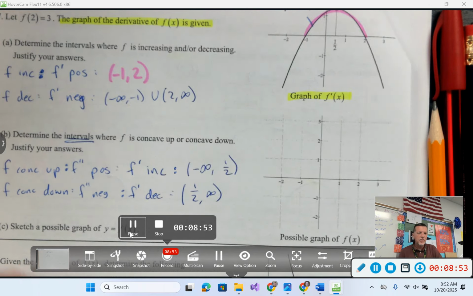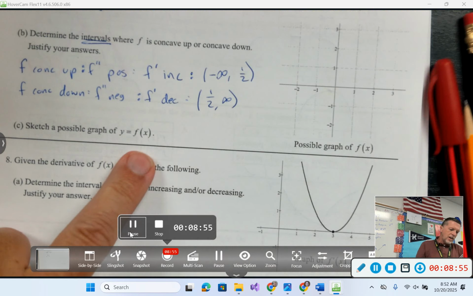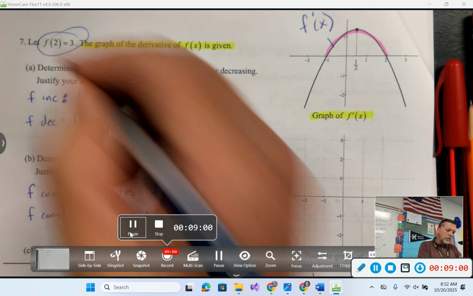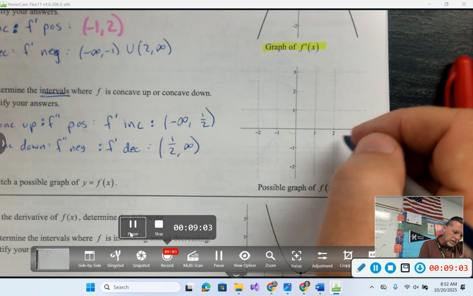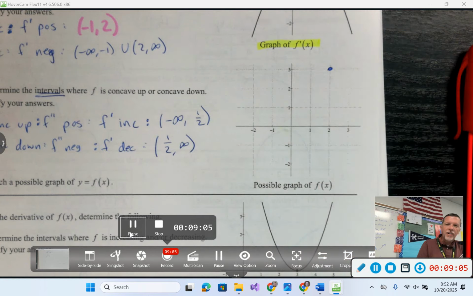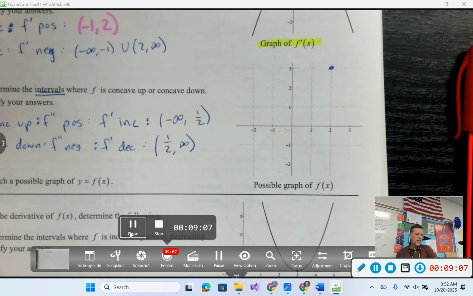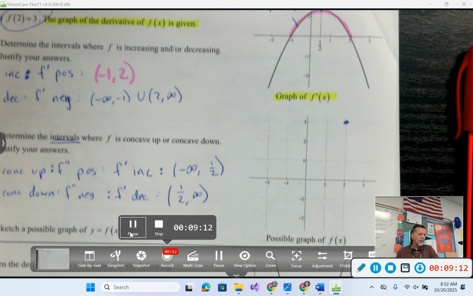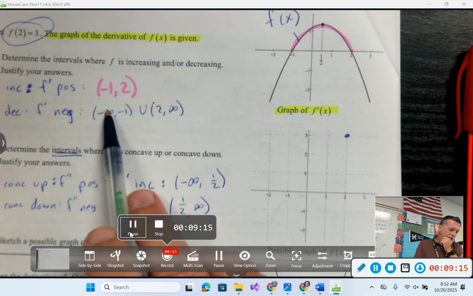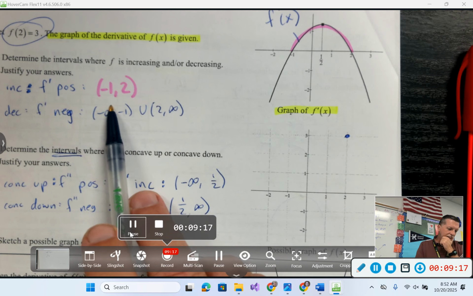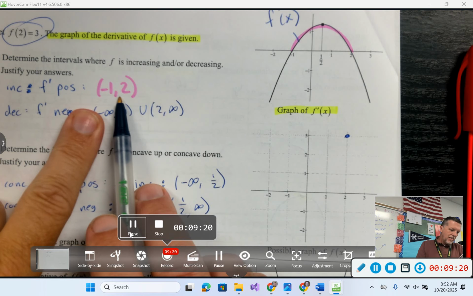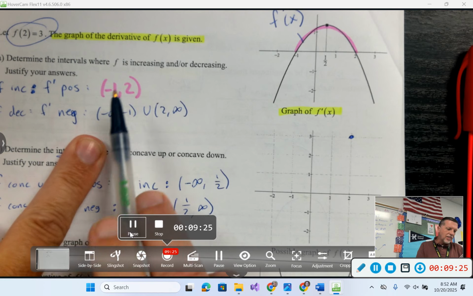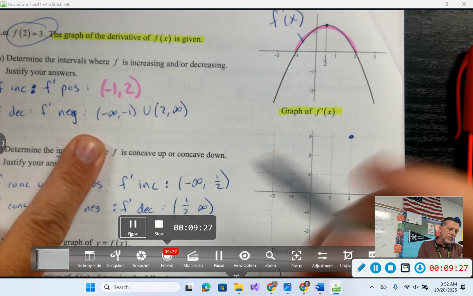Now for the fun part. Sketch a possible graph of f of x. Now, we do get a starting point up here. f of 2 equals 3. So I know that my point on that graph is (2, 3). And let's see. We are increasing from, or no, I'm trying to go in order here. We're decreasing and then increasing and then decreasing if we put these in order.